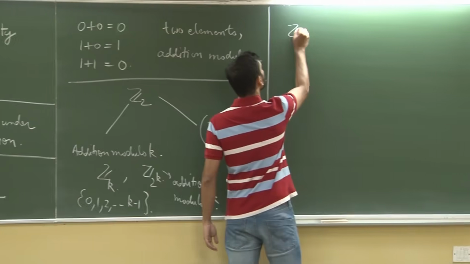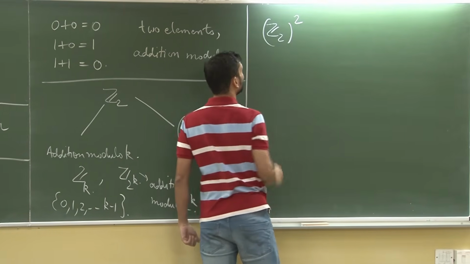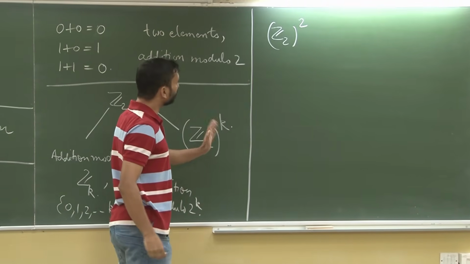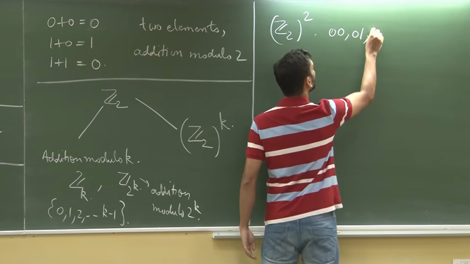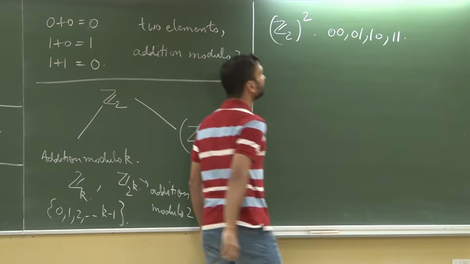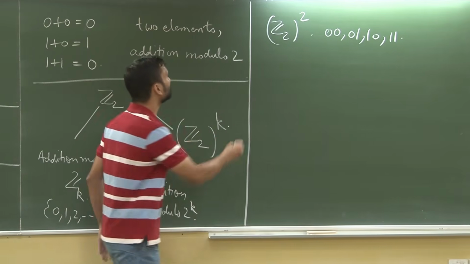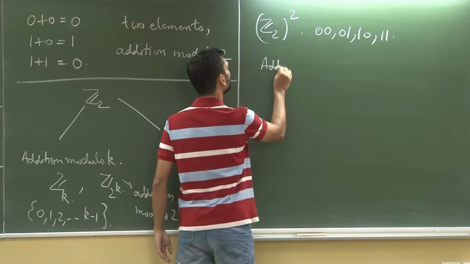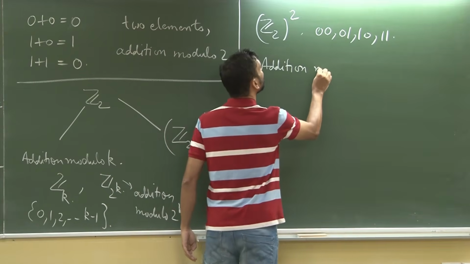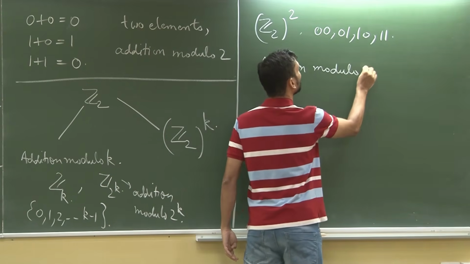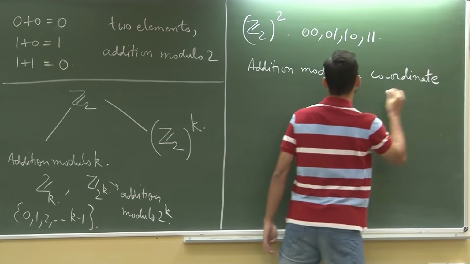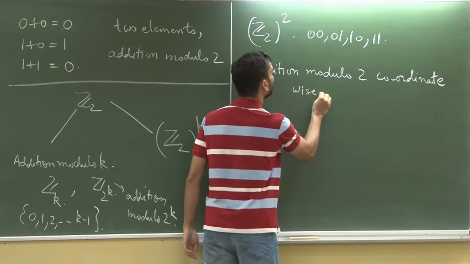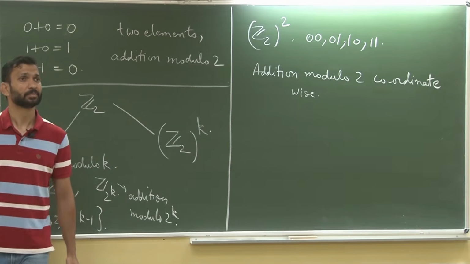To take the simplest example, Z2 squared, now we are going to have two coordinates. So the elements are going to be (0,0), (0,1), (1,0), (1,1). And then the operation is addition modulo 2 coordinate-wise.